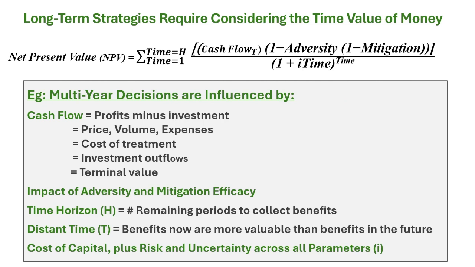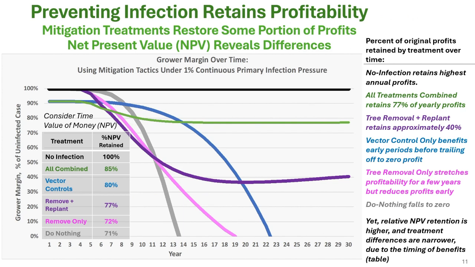We can't just sum up the profitability years in the future and call it good. So we put in the time value of money into all of this, and we calculate a net present value. These curves are just simple profitability curves. The bottom left looks at the time value of money.